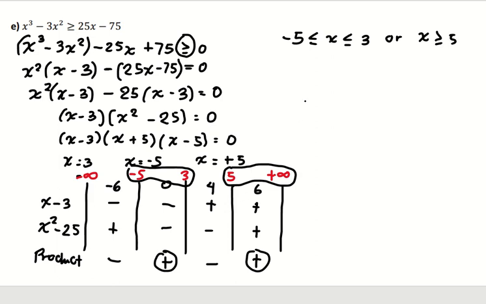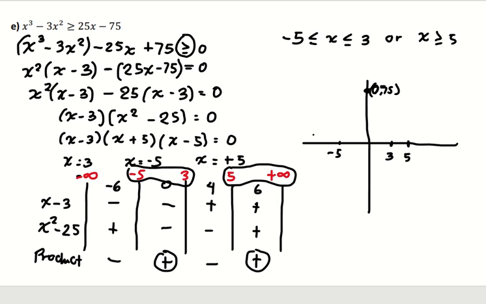So that's our answer. Now if we have to graph this, we have a y-intercept here of 75. Let's say 75 is right here. Our x-intercepts are negative 5, and 3 somewhere here, and 5 maybe somewhere here.